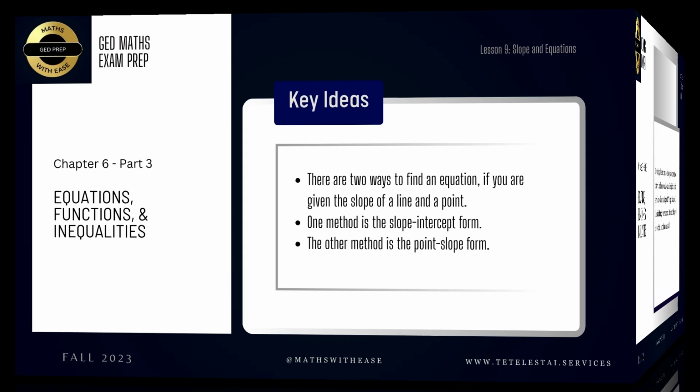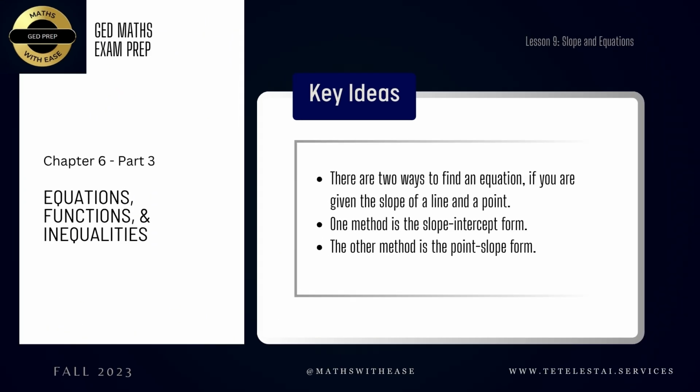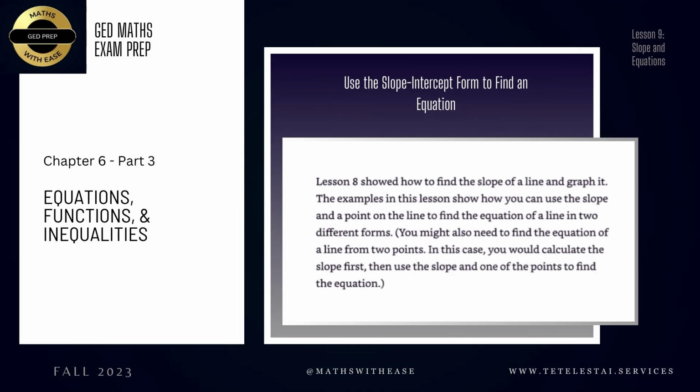So lesson 9 is on slopes and equations. The key ideas that we should pay attention to: there are 2 ways to find an equation if you're given the slope of a line and a point. One method is the slope-intercept form. The other method is the point-slope form. So using the slope-intercept form to find an equation, lesson 8 showed how to find the slope of a line and graph it. The examples in this lesson will show how you can use the slope and a point on a line to find the equation of a line in 2 different forms.